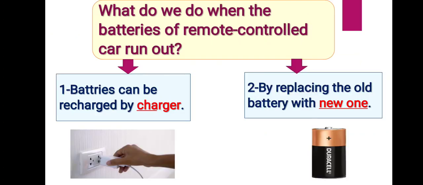What happens when the battery runs out or finishes? What can we do? We can replace it with a new one, right? We can take the old battery and replace it with a new one, or charge it with a charger. So if the battery runs out, we can solve this problem by replacing the old one with a new one, or charging it.